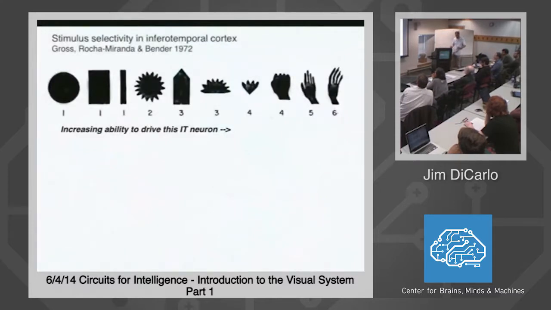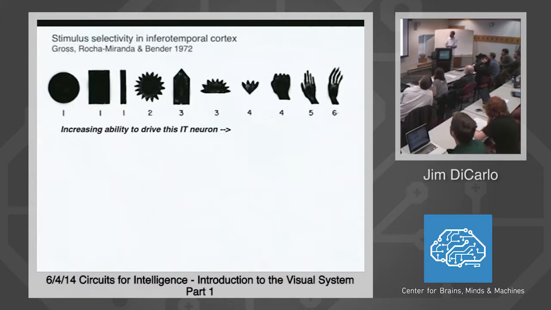Here's now the history of IT cortex. People that started studying IT come from a different tradition than those that were studying V1 or the LGN. They come from more of a psychology tradition, and Charlie Gross's lab was a big beginner of this field. At first a lot of this work was dismissed, but I think it later turned out to be very important. And this is some of the early work from Gross's lab.